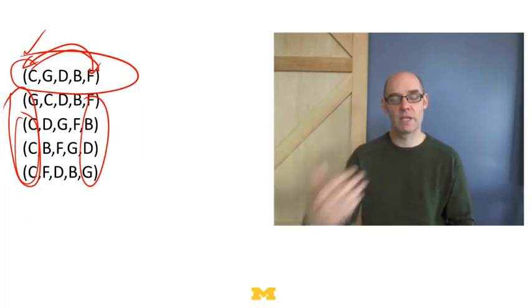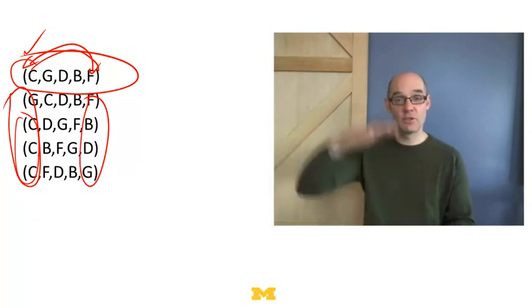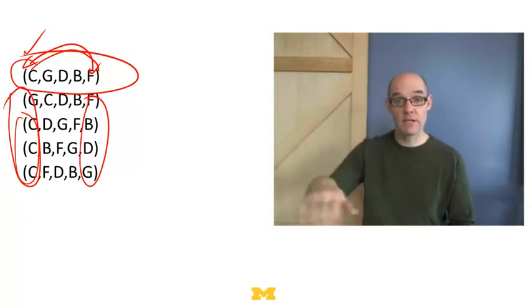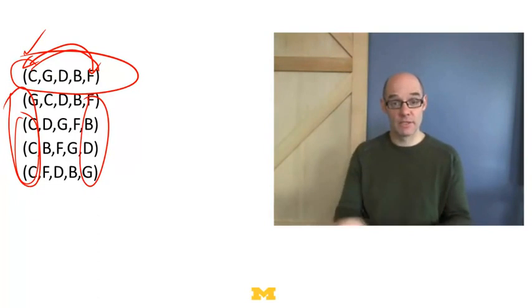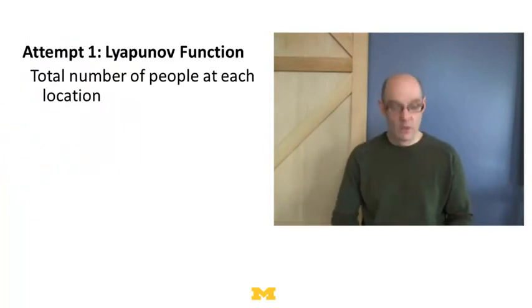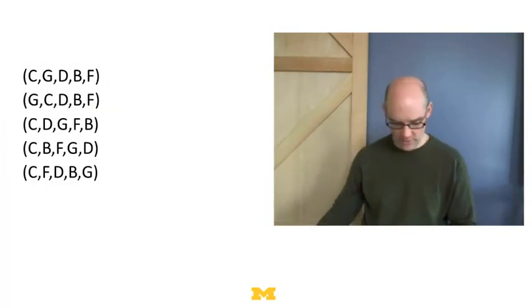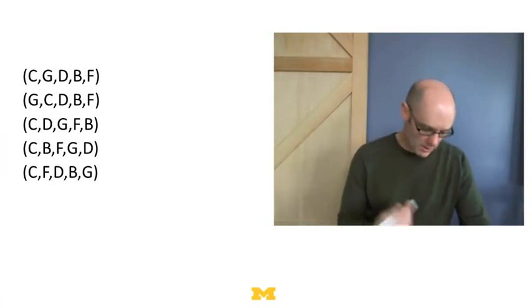What we want to show is we can put a Lyapunov function on this process and show that this system is going to keep going down and eventually has to stop because there's a min. So what's the Lyapunov function? Remember I said this is the hard part and it's hard. So the first thing you might think of is, well, maybe it's just the total number of people at each location. Well, let's try that.